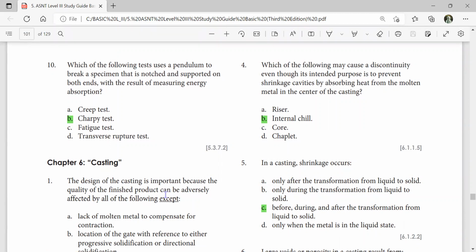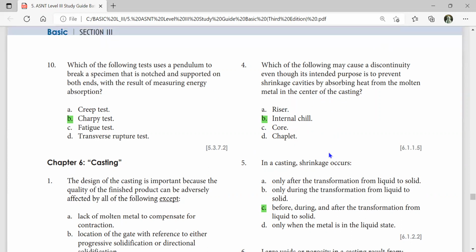Same basic study guide, casting. Which of the following may cause a discontinuity even though its intended purpose is to prevent shrinkage cavities by absorbing heat from the molten metal in the center of the casting? The internal chill. There is directional cooling. There are internal chills.